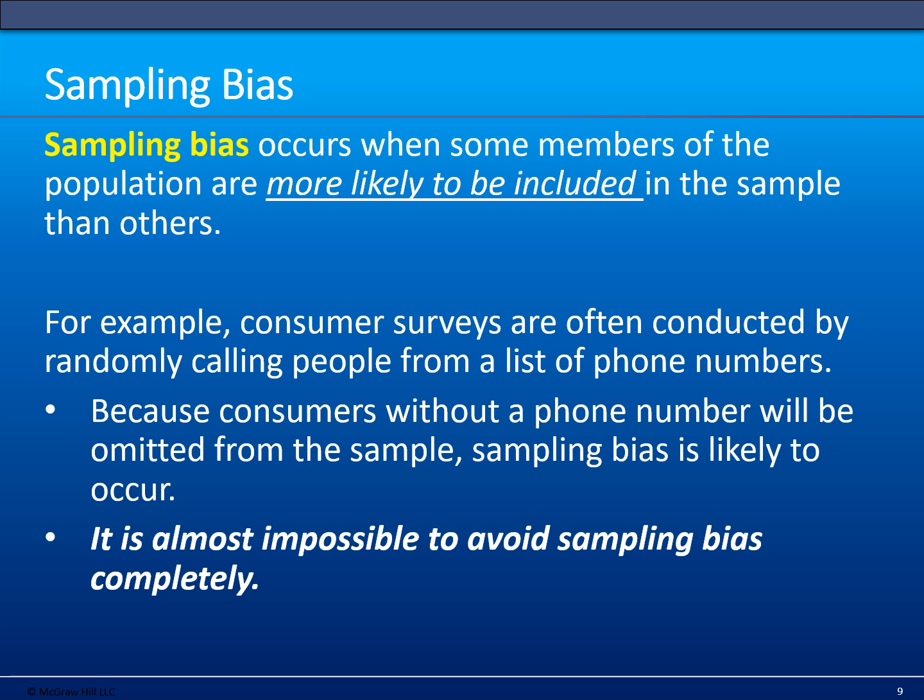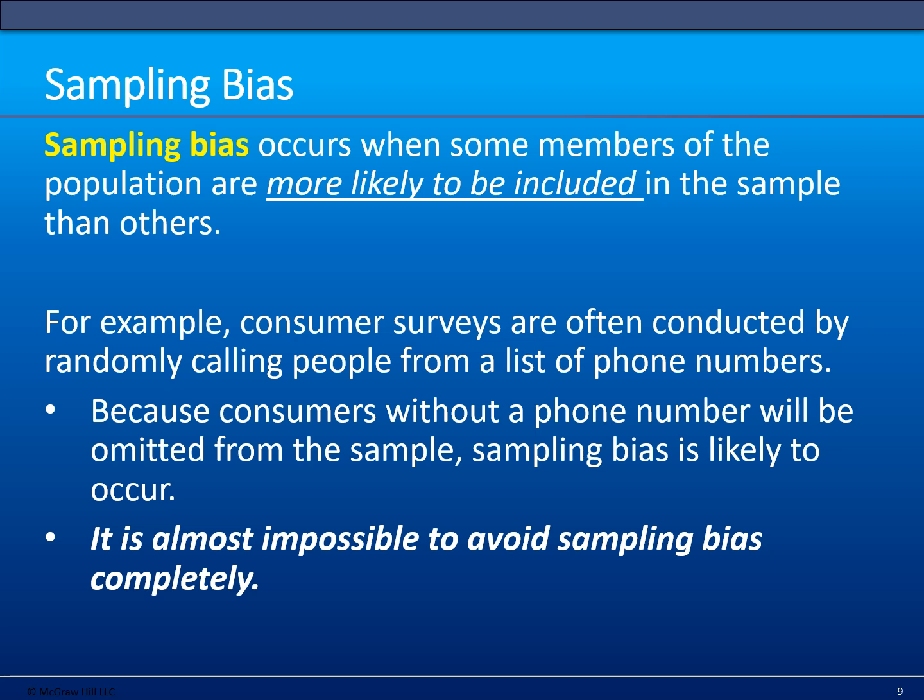For example, consumer surveys are often conducted by randomly calling people from a list of phone numbers. Because consumers without phone numbers will be omitted from the sample, sampling bias is likely to occur. This happens a lot. There's a lot of historical knowledge about statistical studies where this occurred, specifically around elections, when they went the opposite way than pollsters thought. This feels a little dated because I think almost everyone has a phone these days. The cost is so low, but it gives you a sense of what this is about.